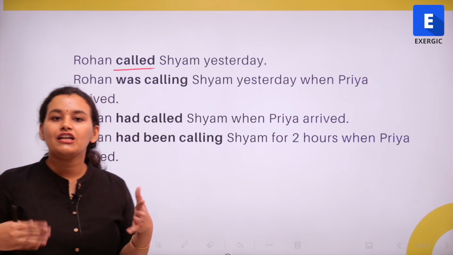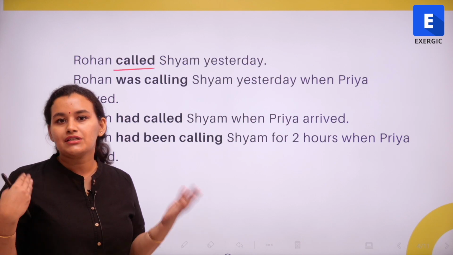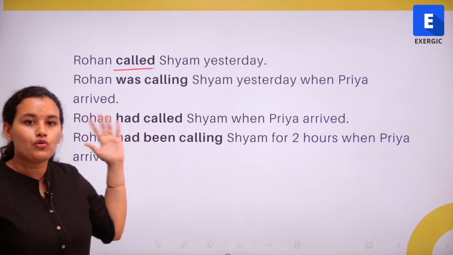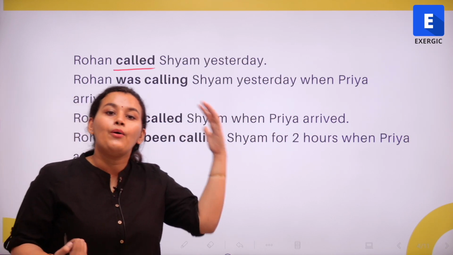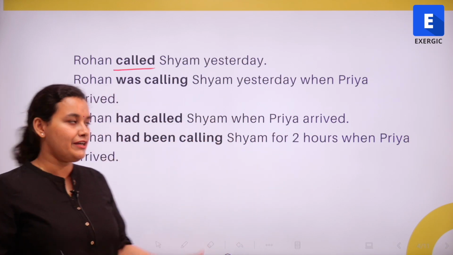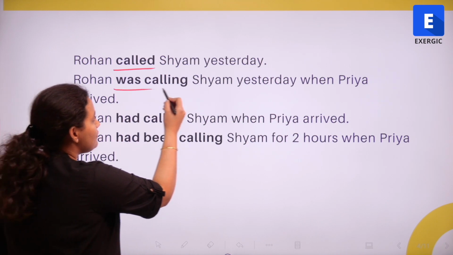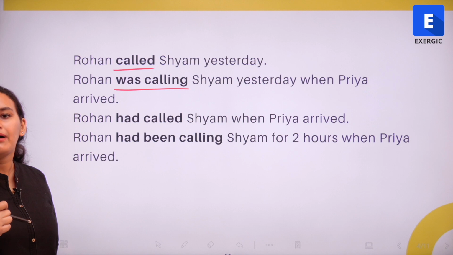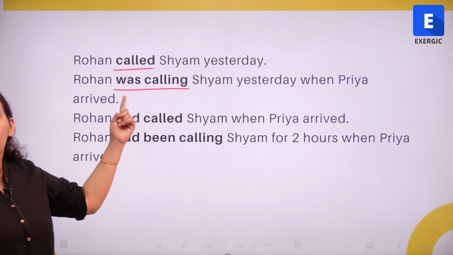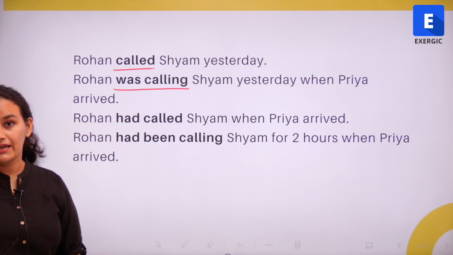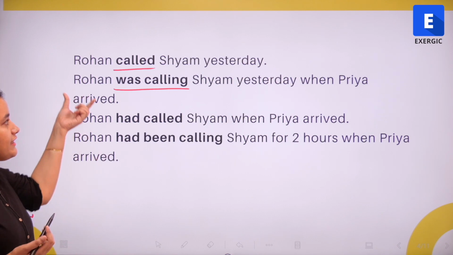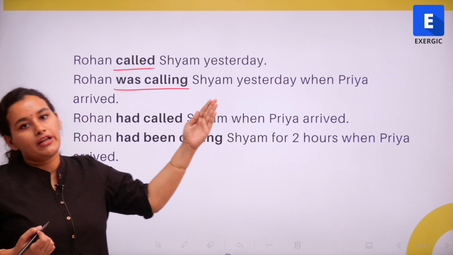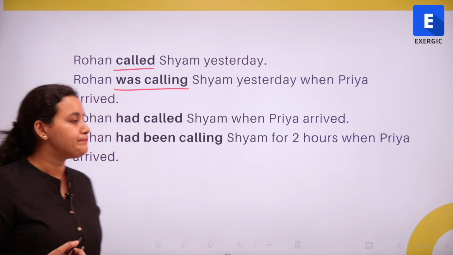This is again generally used when we are talking about a sequence of events. So we can probably add when Priya arrived. So Rohan was calling Shyam yesterday when Priya arrived, right? So we are using the was plus ing version for the past continuous tense. And this can become were in case we are using they or we, right? So they were calling Shyam yesterday, or we were calling Shyam yesterday, right?